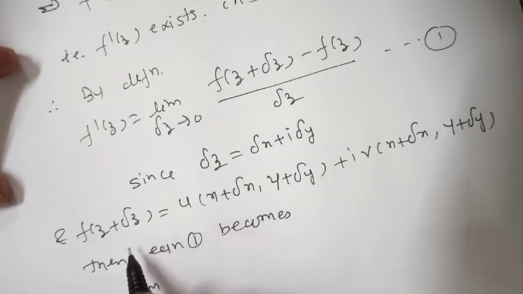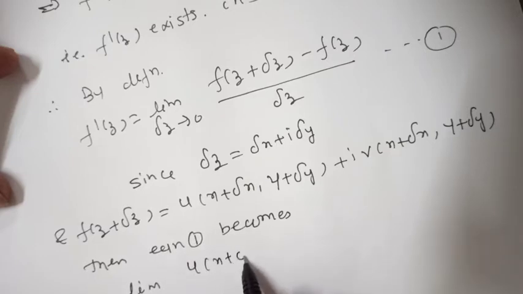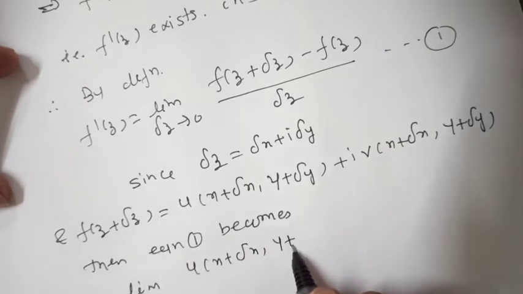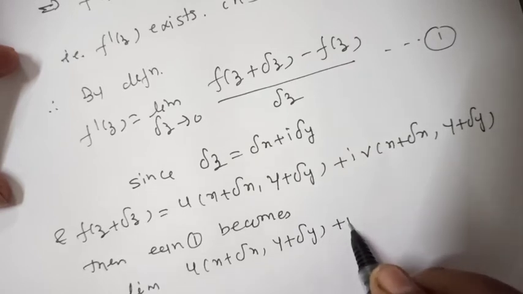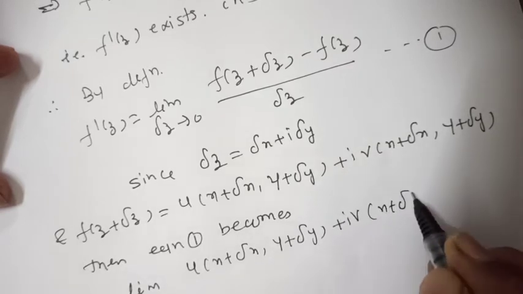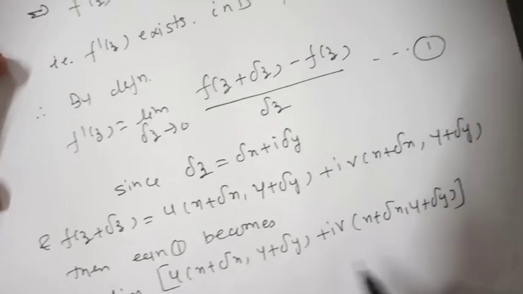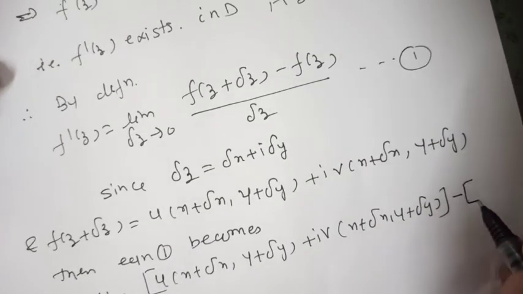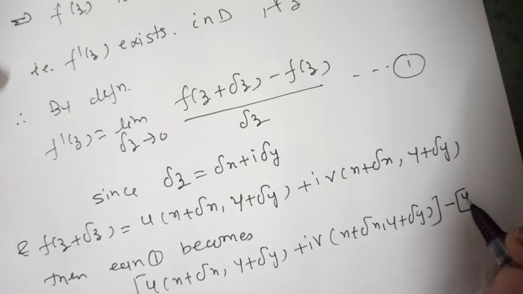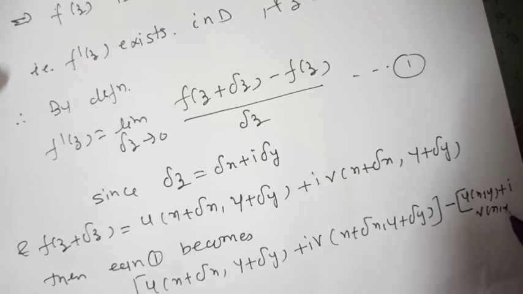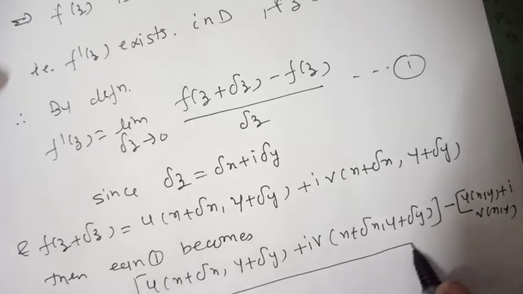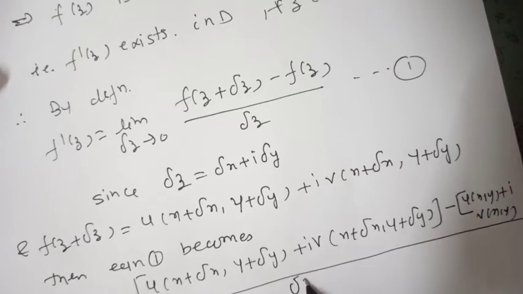f dash z equal to limit as delta z tends to 0, so that delta x tends to 0 and delta y tends to 0, because delta z equal to delta x plus I times delta y. Now putting the value of f of z plus delta z, it is u of x plus delta x, y plus delta y, plus I times v of x plus delta x, y plus delta y, minus f of z, which is u of xy plus I times v of xy, upon delta x plus I times delta y.